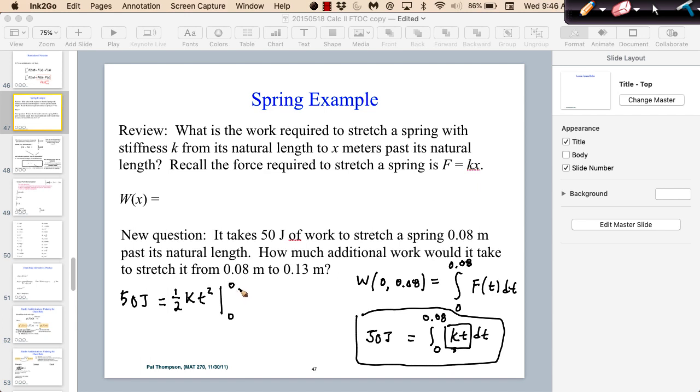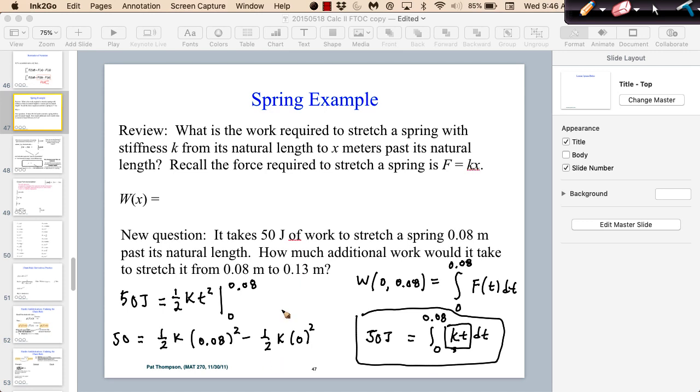0 to 0.08. And we know how to handle that, right? So 50 equals 1/2 k times 0.08 squared minus 1/2 k times 0. And look, now we've got something easy to solve for k.